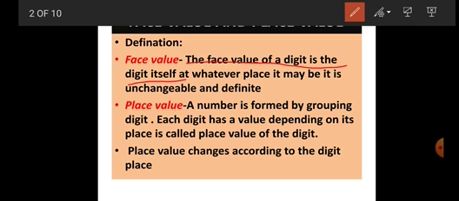Place value. A number is formed by grouping digits. Each digit has a value depending on its place, which is called the place value of the digit. Place value changes according to the digit's place. For example, let's take a number.